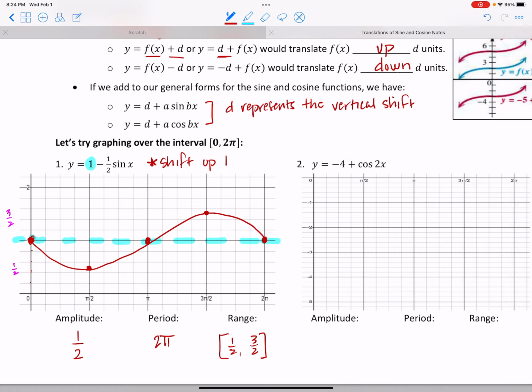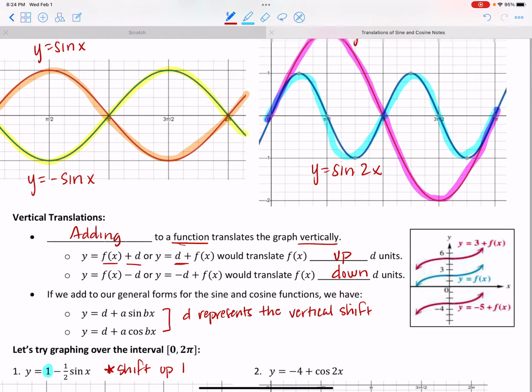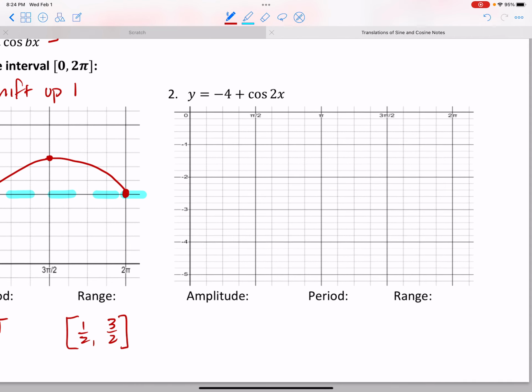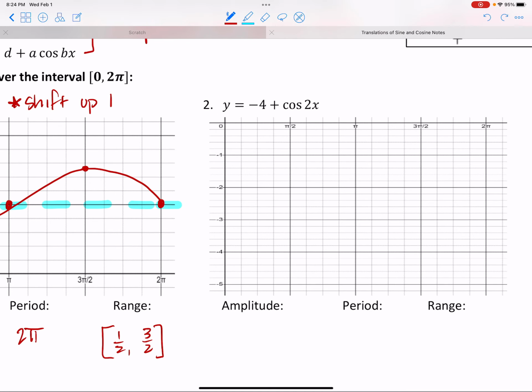Okay, let's try it again. Let's do a cosine curve this time. Whoops, going a little ahead of myself. So we have, with this negative 4 here, where our graph is going to be shifting down 4. So d equals negative 4. Again, this is going to shift down 4 units. Okay, so what I want to do is shift my midline. Instead of my midline being on the x-axis, it's going to shift down here to negative 4.